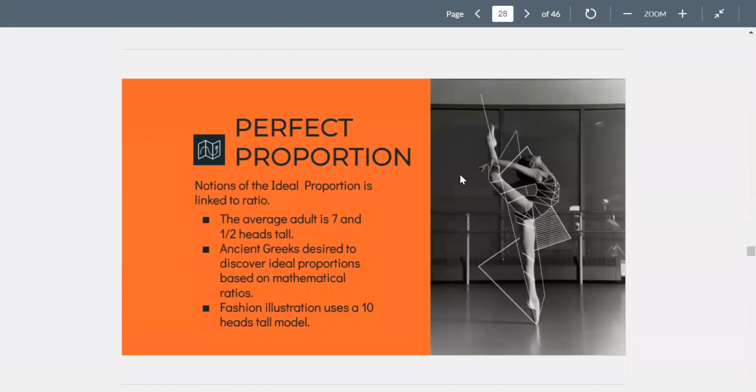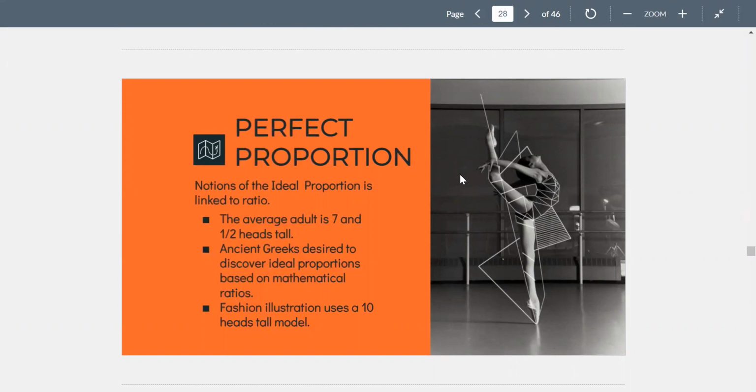And the other thing about the perfect proportion. So the human body, the proportion, this human scale is the one that is used for most of the elements to be created.